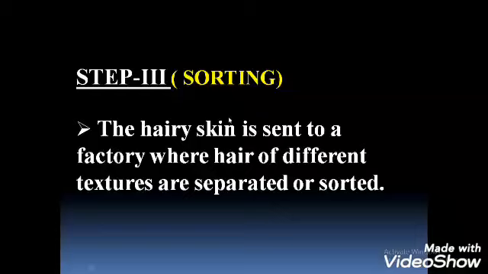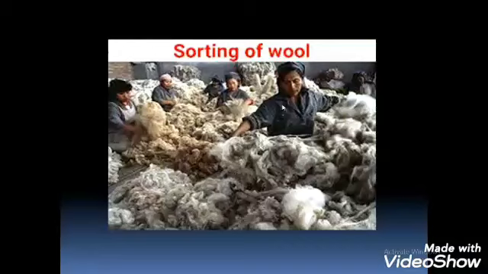Okay, the first step is shearing, that is removing of hairs. The second step is scouring, that is washing. In the third step, the hairy skin is sent to a factory, where hairs of different textures are separated, or sorted. Sorted means separated. Yes, this is the process of sorting.